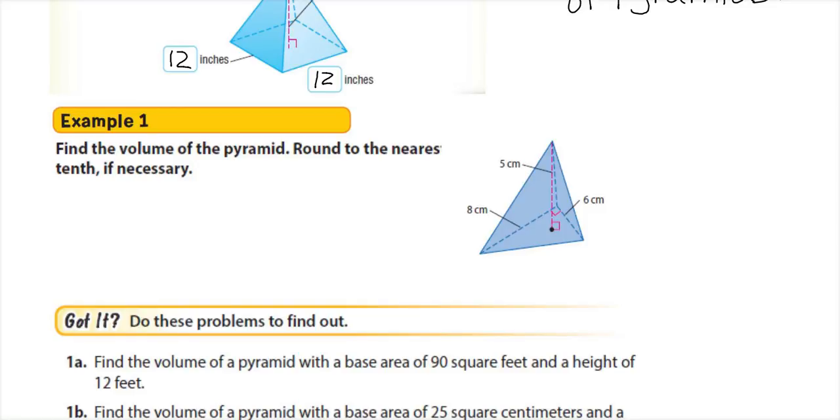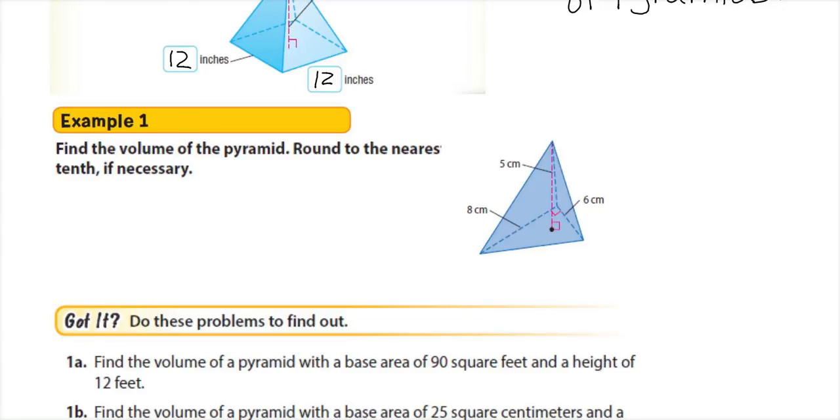All right, so for this one, we're going to find the, let's see, hold on a minute. In the wrong book, hang on a minute. Prisms. There we go, okay.